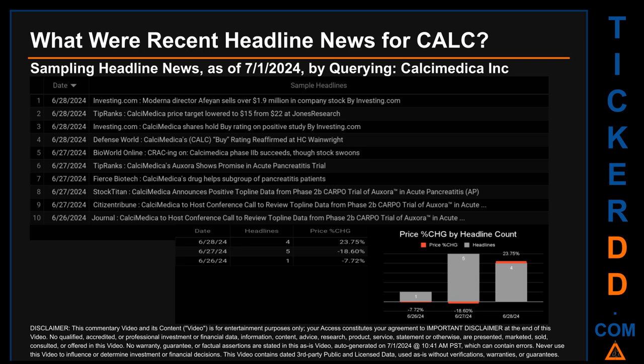TipRanks published the headline that read, Calcimedica's Oxora shows promise in acute pancreatitis trial. Fierce Biotech published the headline that read, Calcimedica's drug helps subgroup of pancreatitis patients. Stock Titan published the headline that read, CALC Medica announces positive top-line data from Phase 2b Carpo trial of Oxora in acute pancreatitis, AP. The latest publication date of Friday, June 28, 2024, was actually the day with the highest percentage change in price. It saw a price jump of 23.75%.